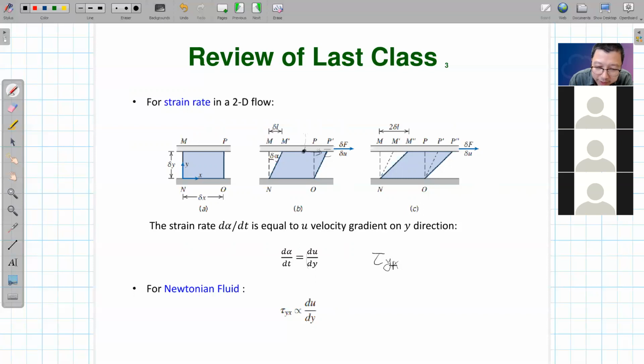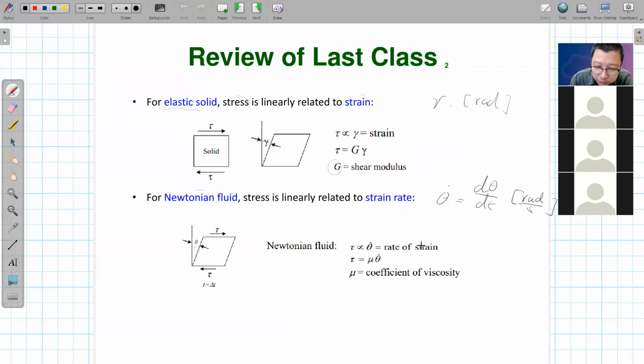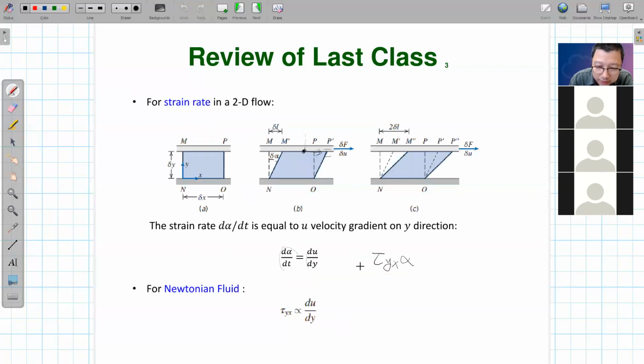Okay. So this tau yx will be proportional to the deformation rate, as we mentioned earlier, right? And since the deformation rate can also be written as du dy, which is the u velocity gradient in the y direction, at the end we can write tau yx is proportional to du dy. The y is for the surface normal direction, and the second index x is for the velocity direction, in this case the positive x direction.